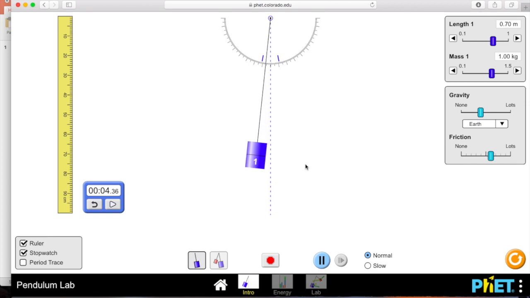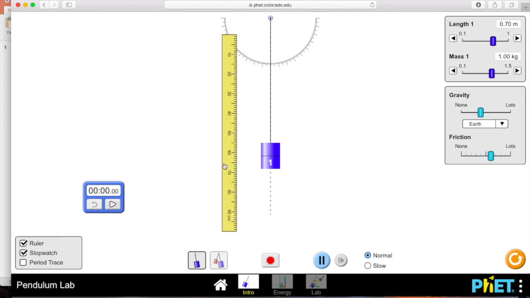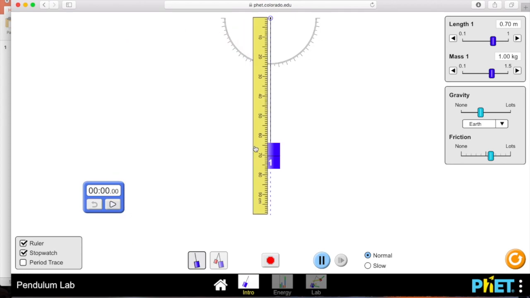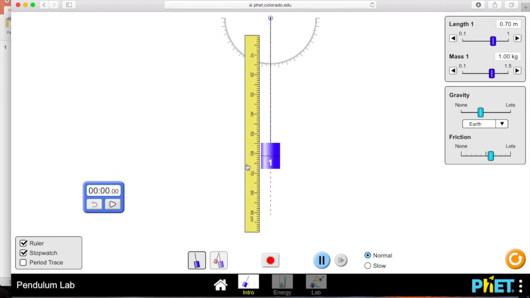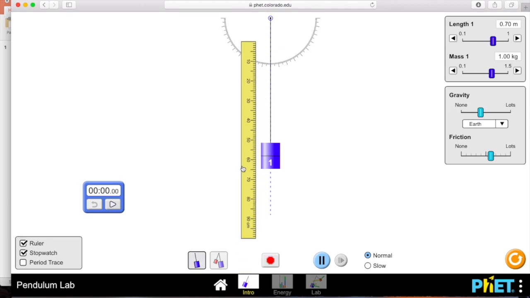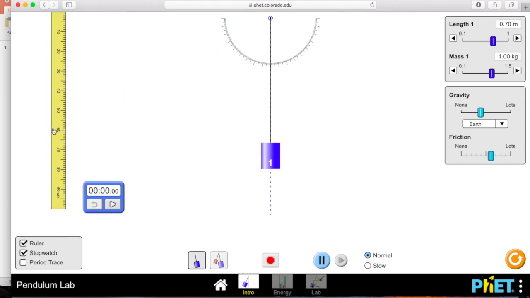And then we could start asking some really interesting questions about this system. We could try to find some relationships. We could see how we can change things about the system. See what we could measure about the system. So what are some things that we could measure? Well, very clearly, we could take the ruler and we could measure the length of the string. We could maybe measure the height of the pendulum above the ground.